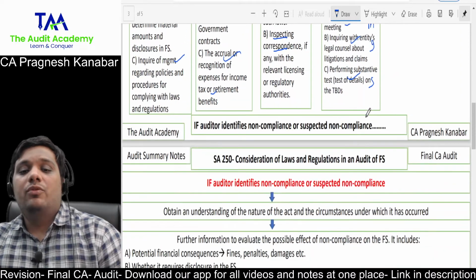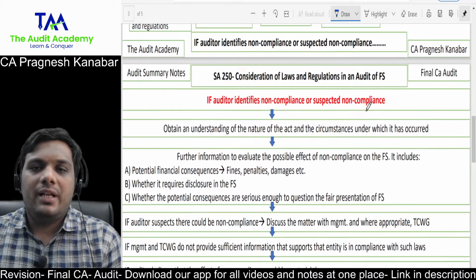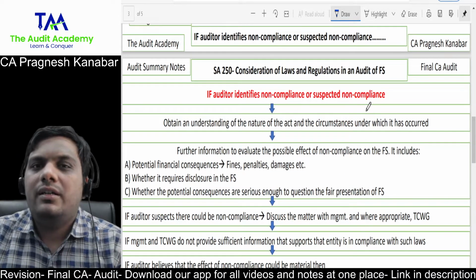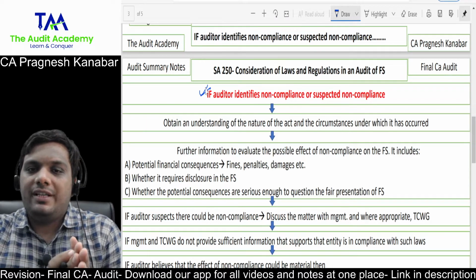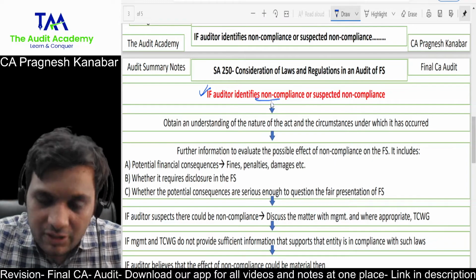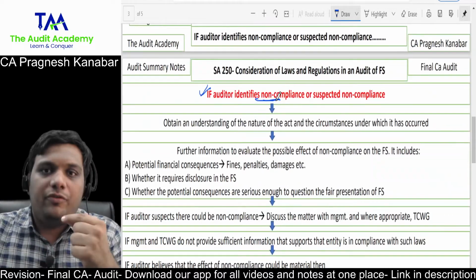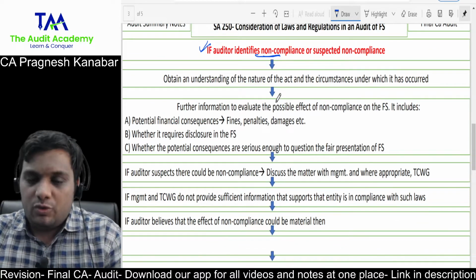Now we are moving to the discussion of what happens after performing these procedures, if you find some non-compliances, or suspected non-compliances where you feel things could be very material. If this is a very specific question that is asked at this stage, then don't start from the beginning of the essay. That means you have to continue from here. So what you see in this red, if this is asked in the question, you are supposed to continue from here.